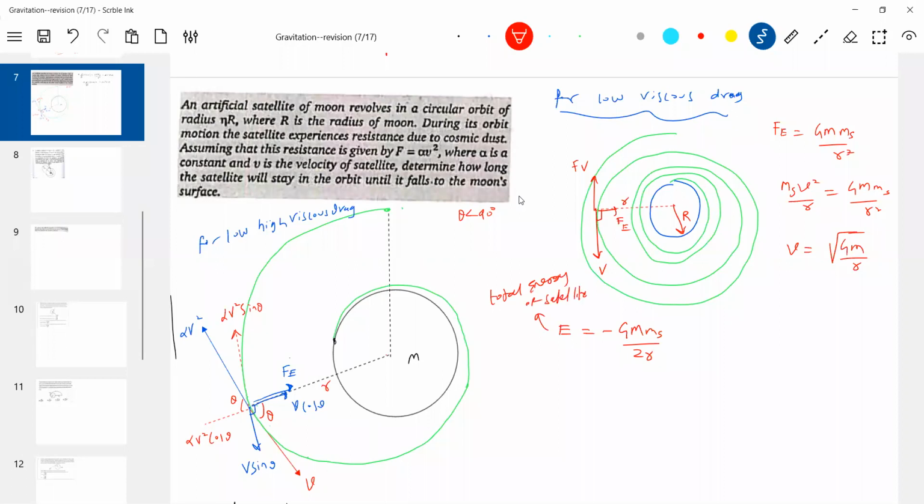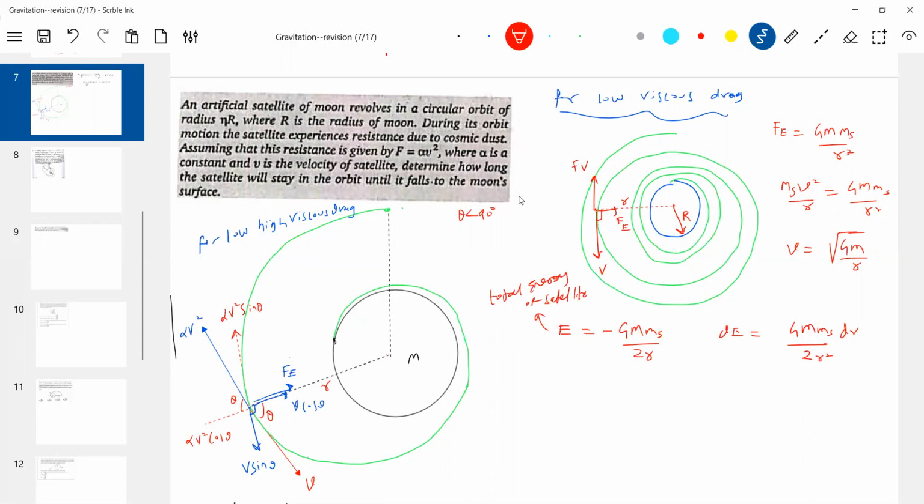Both potential as well as kinetic energy is included. Now what will happen to this energy? This energy will continuously decrease. So I'll differentiate this: dE is equal to plus G M ms by 2r square into dr.